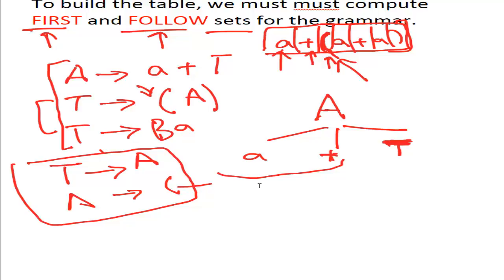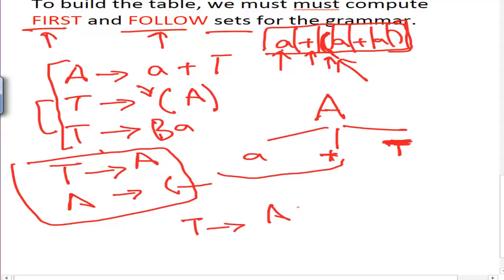Say, for example, T goes to A, and then there is something like beta. Now I was trying to see what is the first of T, because I want to find that terminal symbol which is the first. After that it could be anything. I'm not worrying about that. I'm just worrying about the first terminal, right?